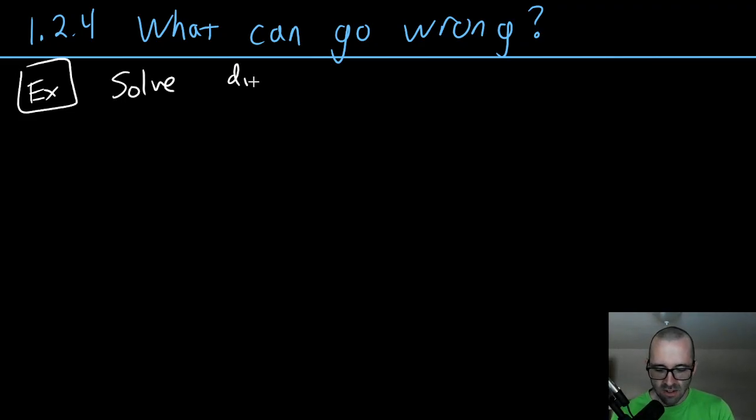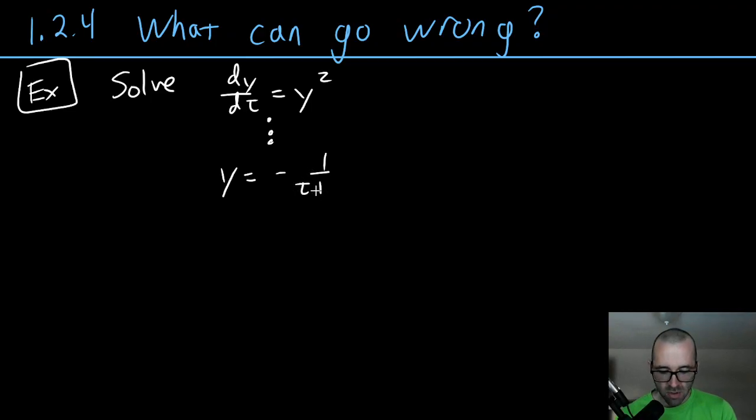So I want you to solve this differential equation, dy/dt equals y squared. Also an autonomous equation, right? There's no independent variable in the right-hand side of the equation. So pause the video, solve it, see what you get. Go. What you should have gotten is -1 divided by t plus c.